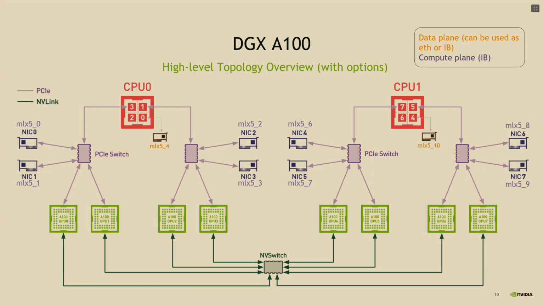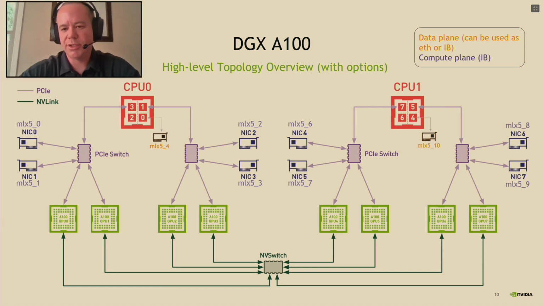So we have dual Rome CPUs. Each of them has 4 chiplets, and we carefully connect our PCIe topology into those chiplets to maximize performance. There's a PCIe switch, and that switch has 2 NICs, 2 GPUs, and 2 NVMEs. So those all can communicate very rapidly together without having to talk through the CPU.